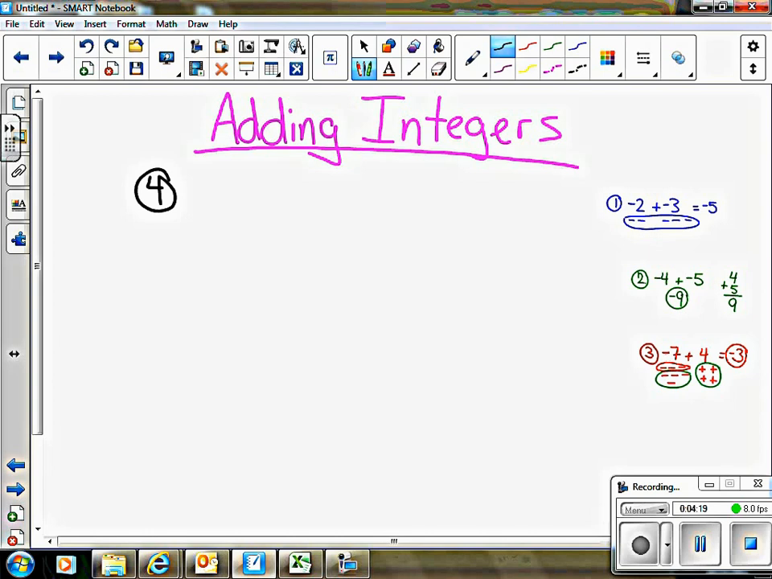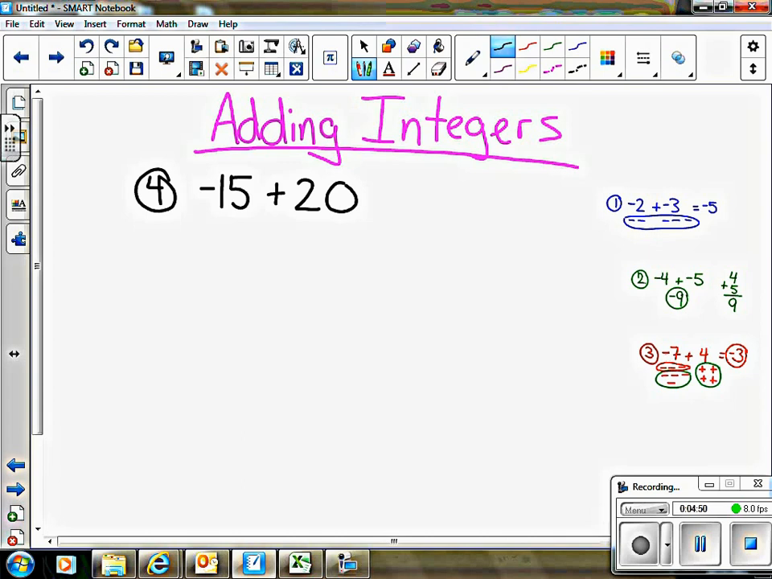So for example, let's say that we have -15 plus 20. In this case, I don't want to write 15 negative signs, but I can visualize it in my head. I have 15 negative signs, and then I have 20 positive signs. So I want to think, how many more positive signs do I have than negative signs? The way I do that is I subtract, or find the difference through subtraction, of their absolute values.